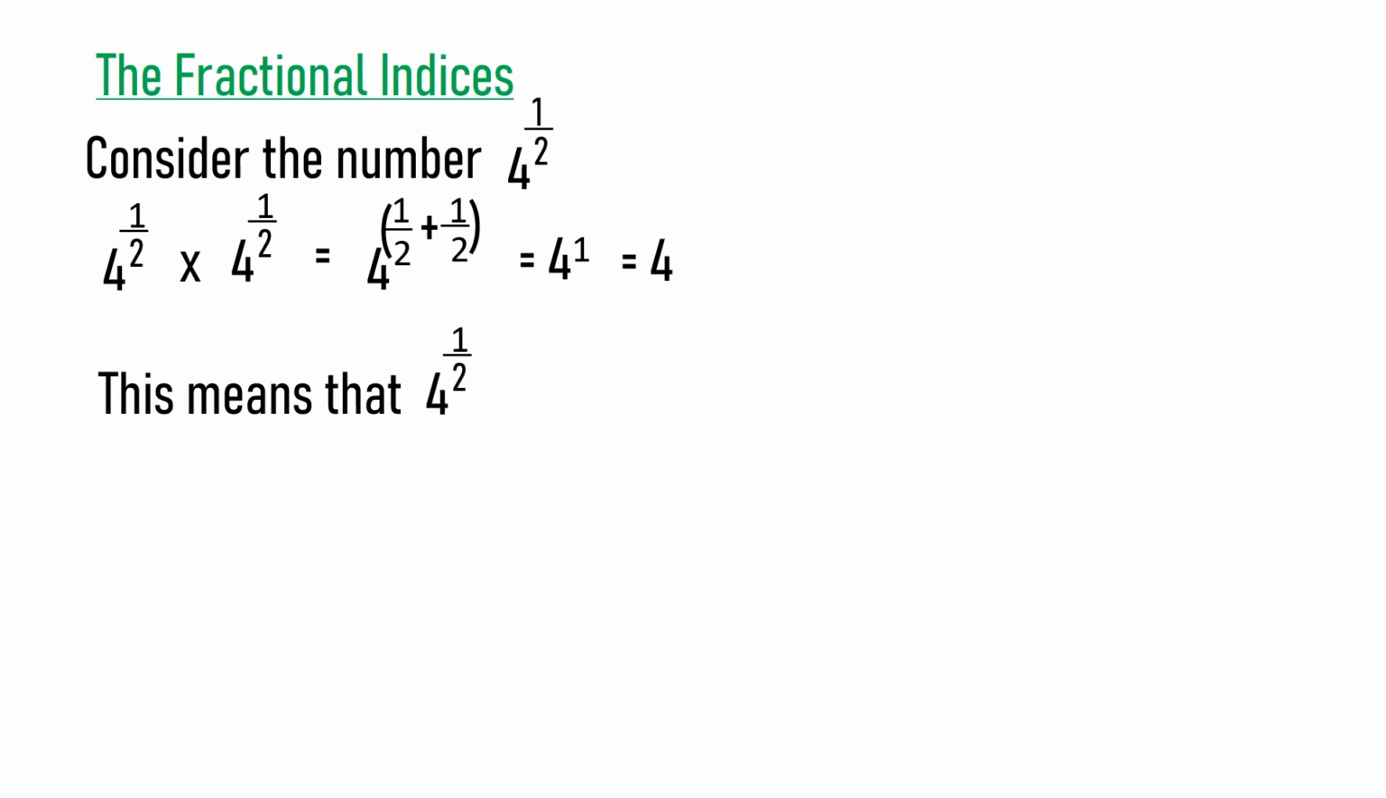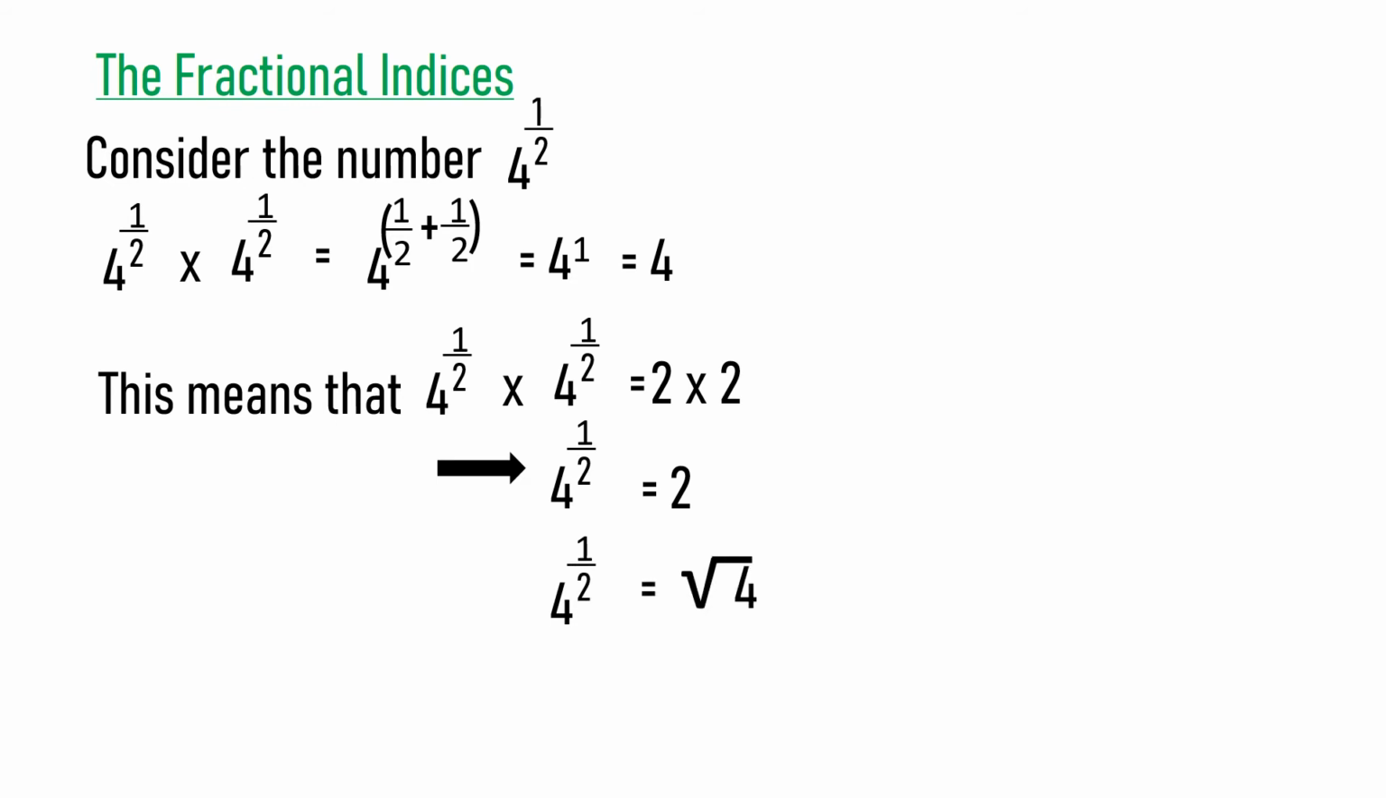This means that 4 power half times 4 power half is equal to 2 times 2, since 4 is the same as 2 times 2. So this implies that 4 power half is equal to 2. And so 4 power half is also the same as the square root of 4, which is 2. Therefore, 4 power half is simply the square root of 4.